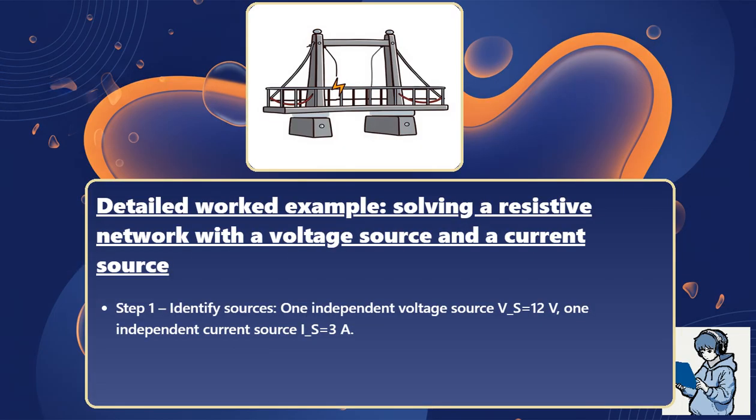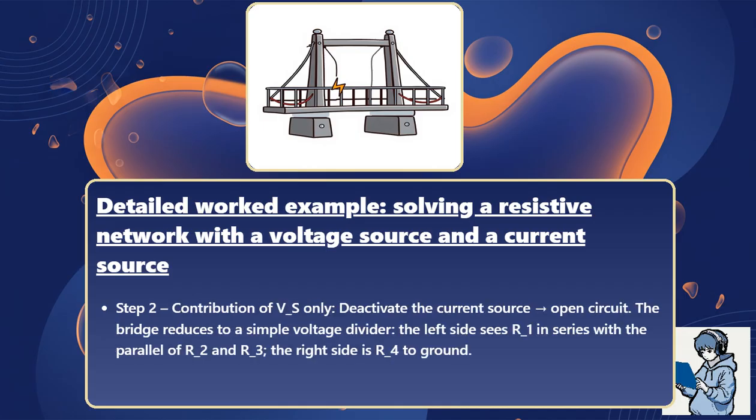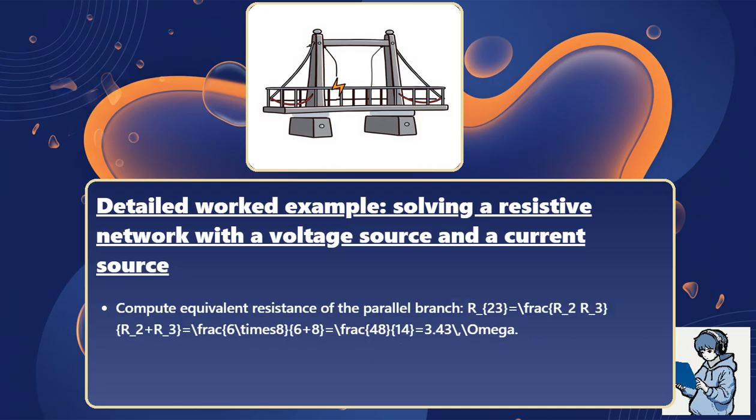Step 1, identify sources. One independent voltage source Vs equals 12 volts, one independent current source Is equals 3 amperes. Step 2, contribution of Vs only, deactivate the current source, open circuit. The bridge reduces to a simple voltage divider. The left side sees R1 in series with the parallel of R2 and R3, the right side is R4 to ground. Compute equivalent resistance of the parallel branch. R23 equals R2 times R3, divided by R2 plus R3 equals 6 times 8, divided by 6 plus 8 equals 48 over 14 equals 3.43 ohms.